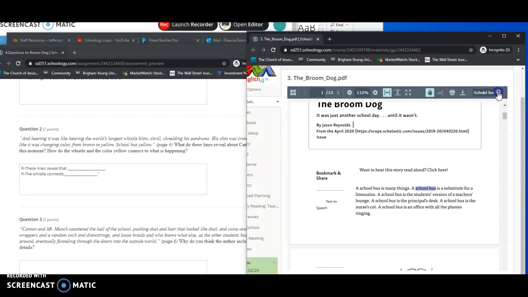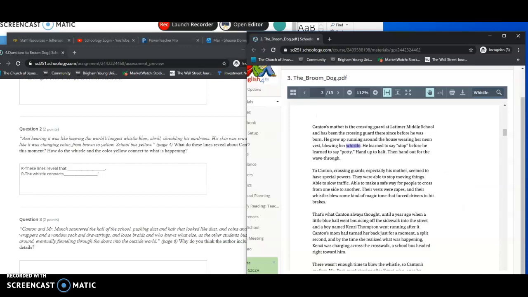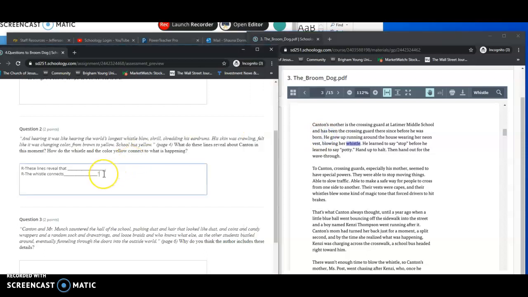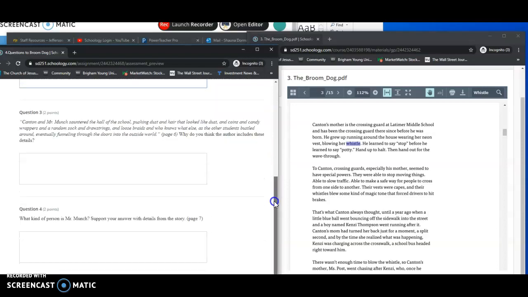So now I'm going to search in here for the word whistle. Oh, wow, amazing. It found it, okay? So guess what? If I want to find a quote from here, I'm going to have to retype it in here, okay? I'm going to say he grew up. Okay? And then you want to make sure that you explain how this quote relates to it. I'm going to go ahead and skip 3 because it's quite similar to number 2.